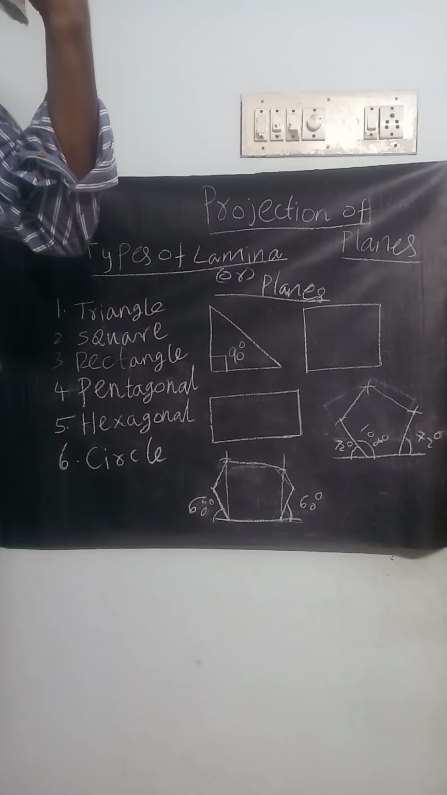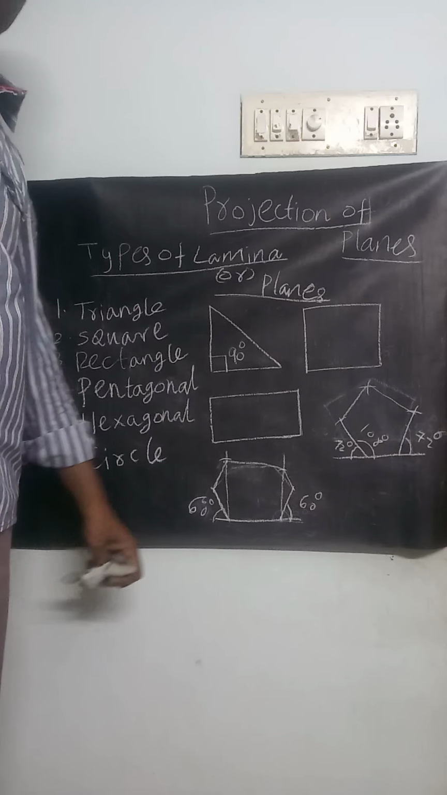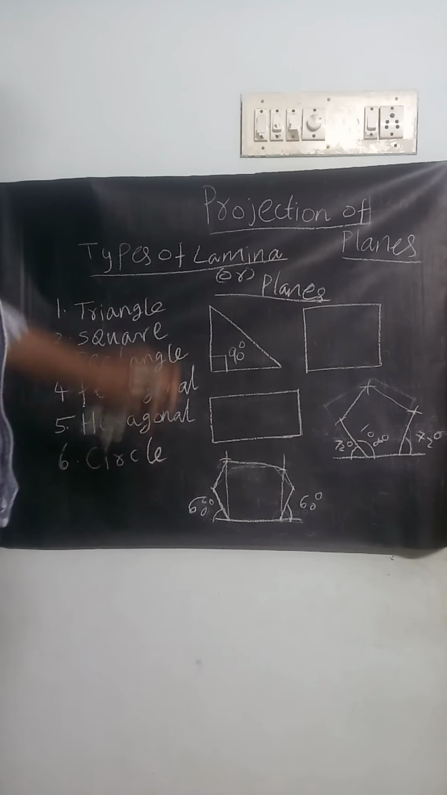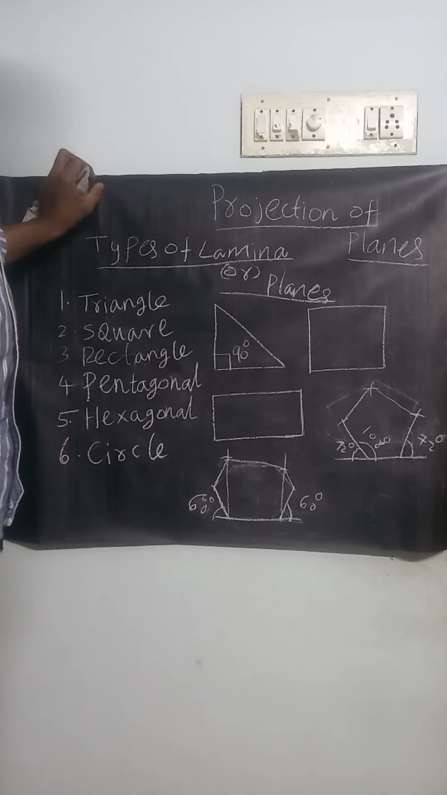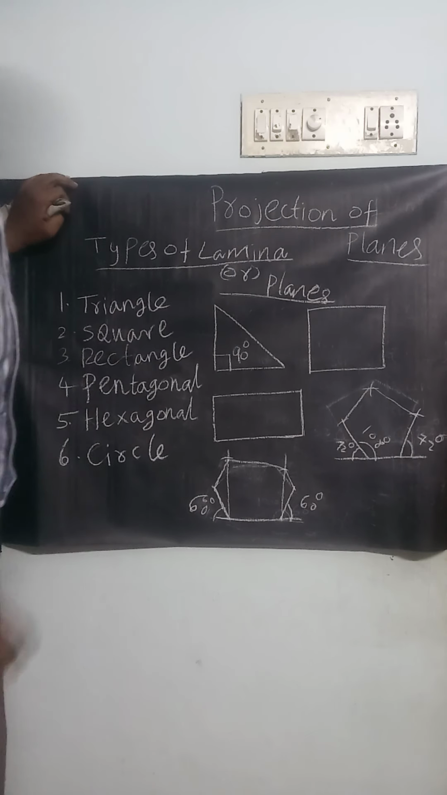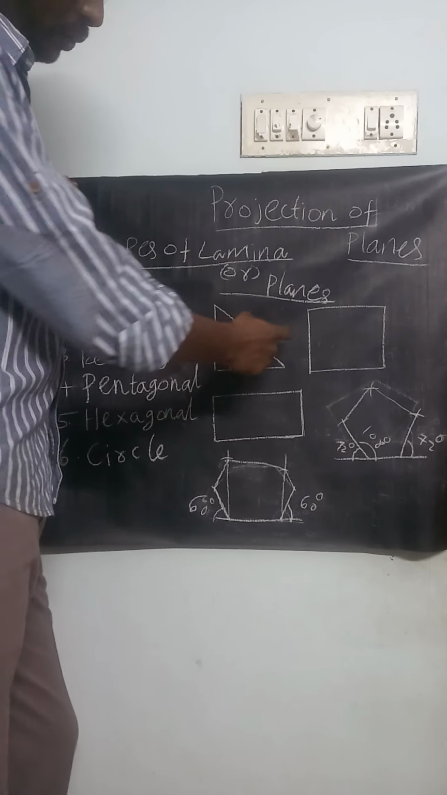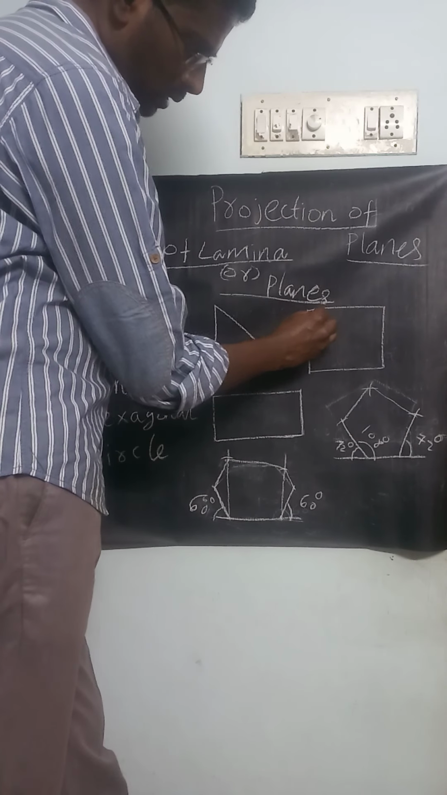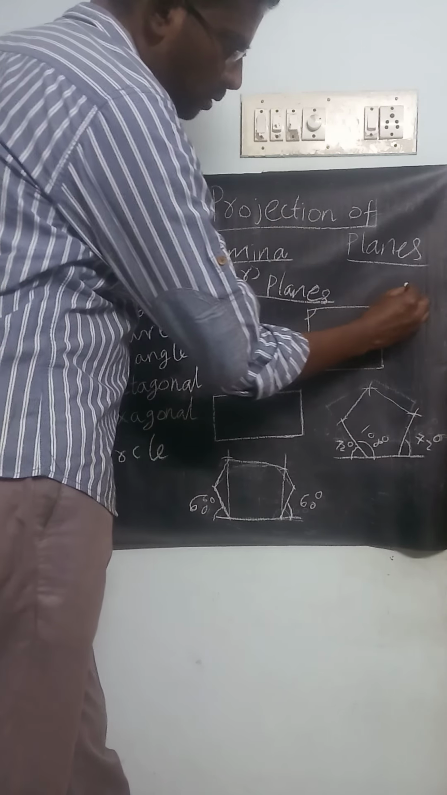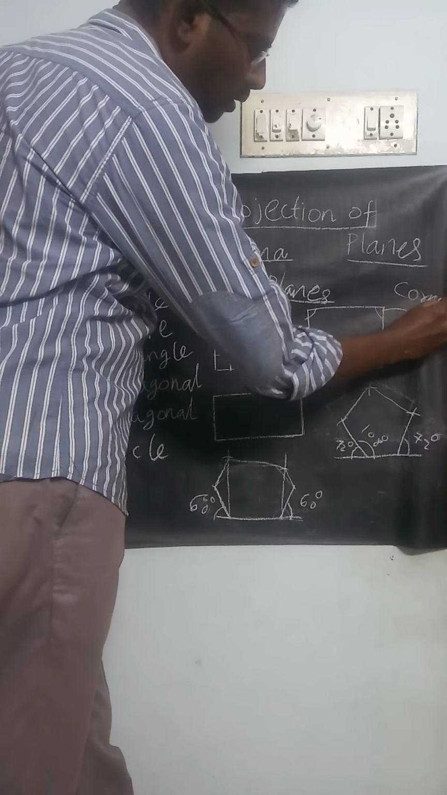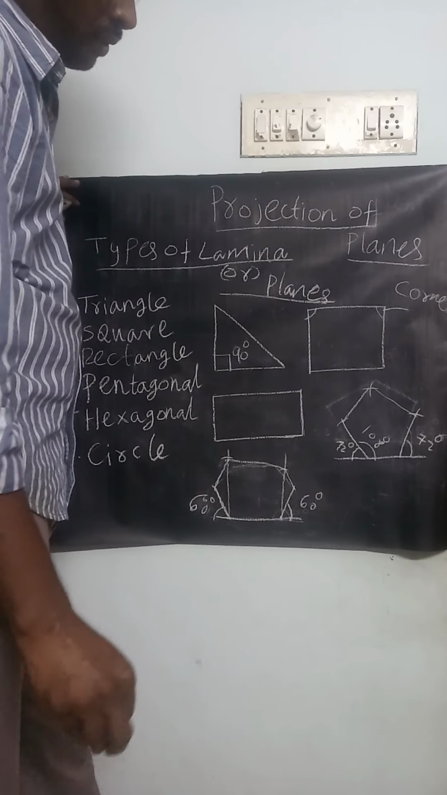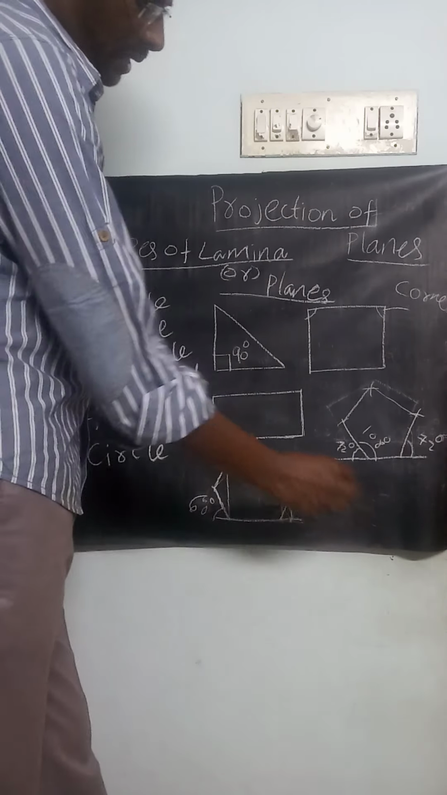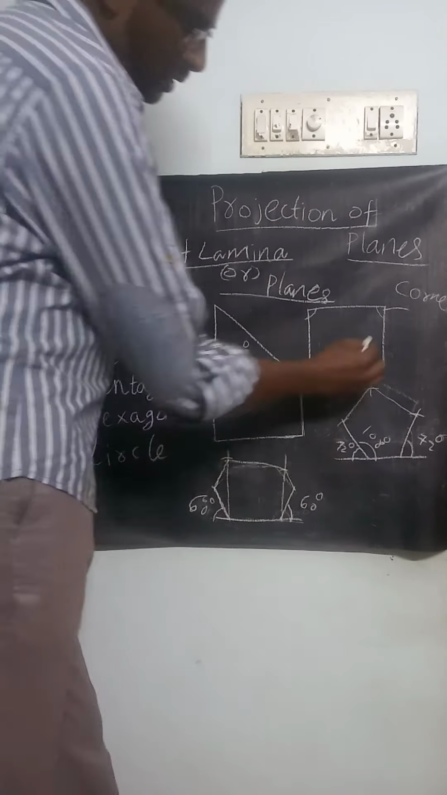So this is your introduction for your projection of planes. Okay. And next, what are the basic concepts used? For example, you take a square. So this one is a corner. This is your corner. On the next, this is your edge. Edge. Okay. This is your corner.